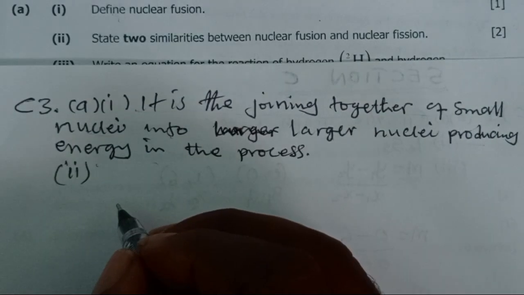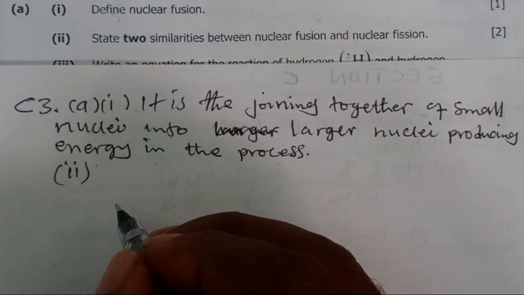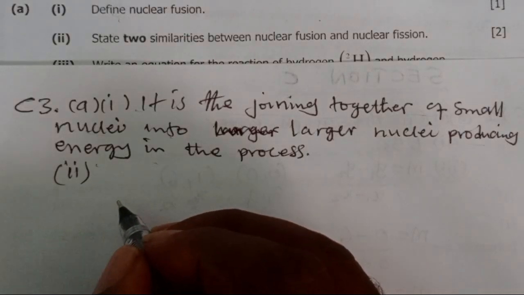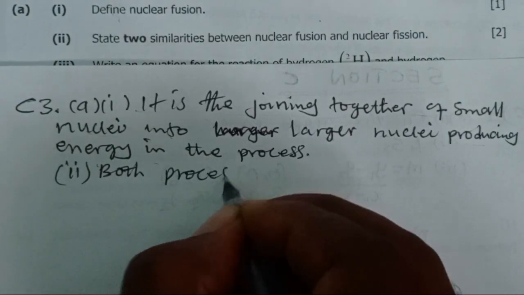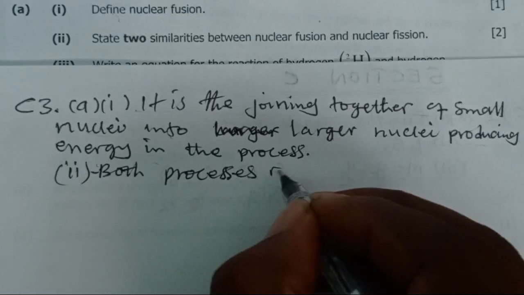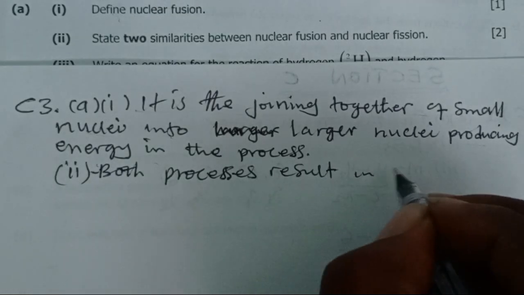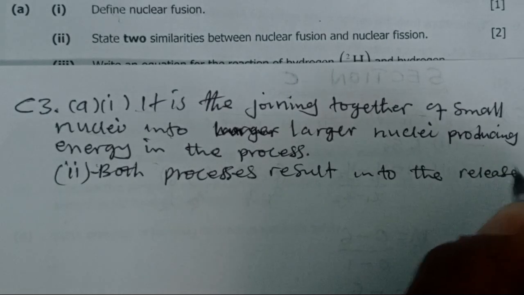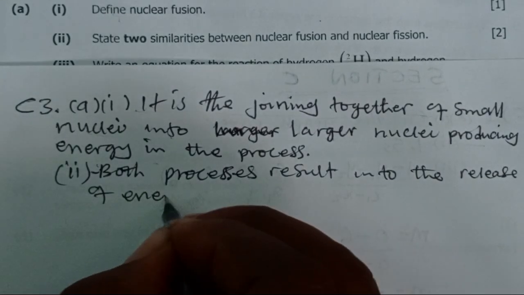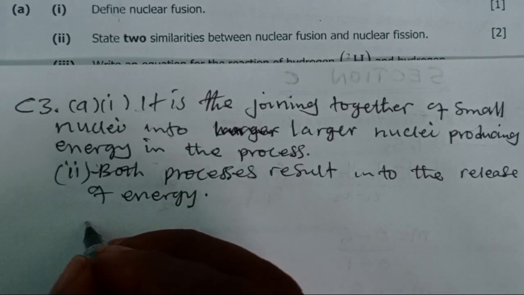So that is nuclear fusion. Part 2, state 2 similarities between nuclear fusion and nuclear fission. So the similarities is that both processes involve the release of energy. So both processes result in the release of energy. That is number 1.